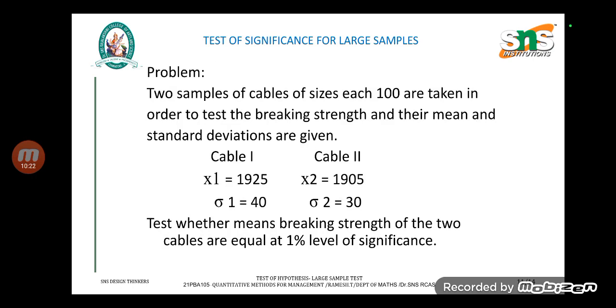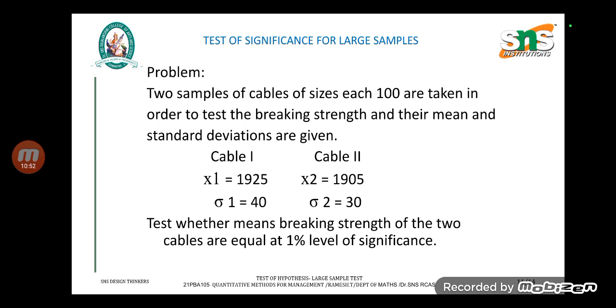We discuss one more problem. Two samples of cables, each of size 100, are taken in order to test the breaking strength, and their means and standard deviations are given. For cable 1, the number of cables is 100, the mean is 1009.25 and the standard deviation is 40. For the second cable, the mean value is 1009.5 and the standard deviation is 30.